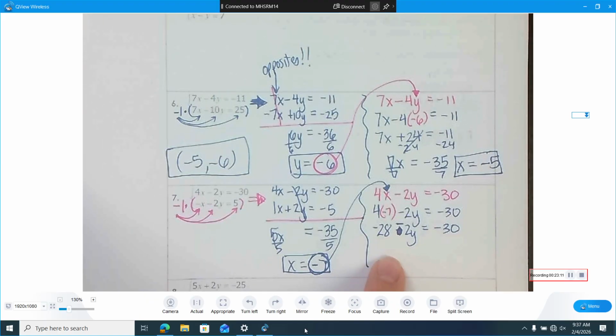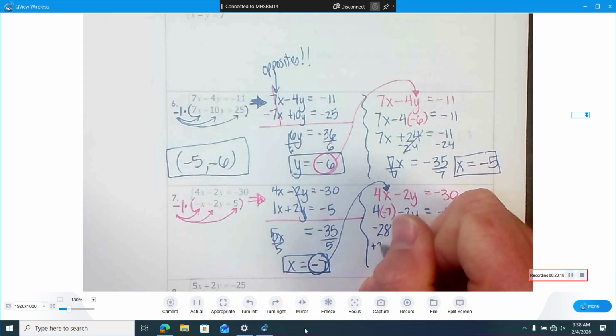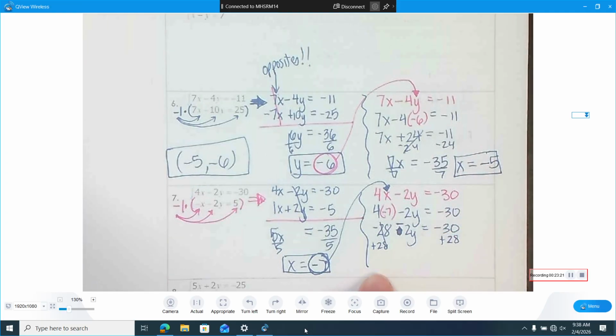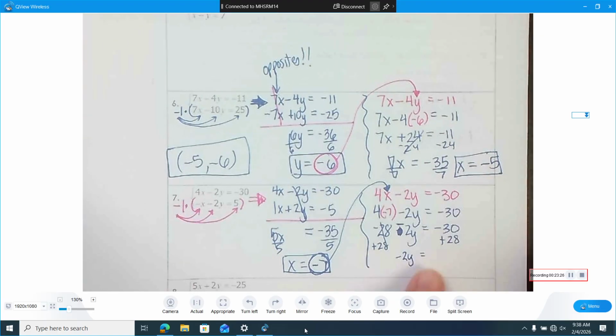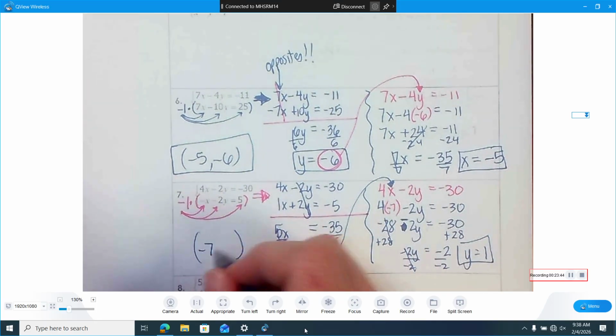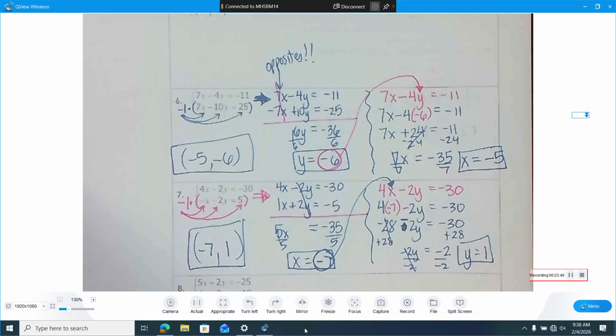What should we do to solve for y now? Good job, Noah. Plus 28. Add 28. Very good. Add 28 to both sides. All right. So the negative 28 and positive 28 cancel out. We're left with a negative 2y equals. Who wins? Positives or negatives? Negatives by 2. Very good. And we need to divide by negative 2. So we get y equals positive 1. Very good. All right. We have our ordered pair. Negative 7, comma 1 for our solution.